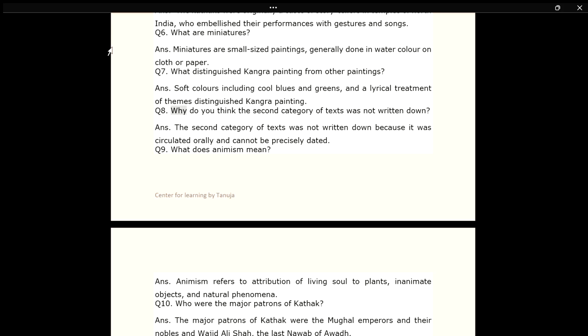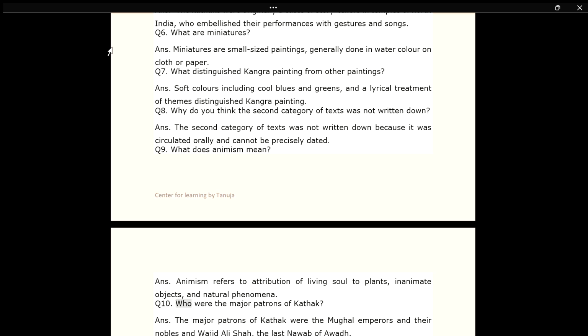Q8. Why do you think the second category of texts was not written down? Ans. The second category of texts was not written down because it was circulated orally and cannot be precisely dated. Q9. What does animism mean? Ans. Animism refers to attribution of living soul to plants, inanimate objects, and natural phenomena.